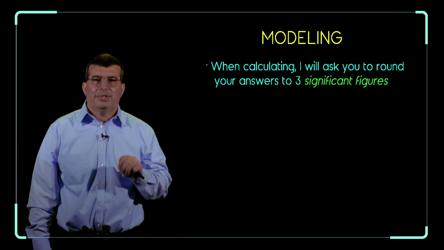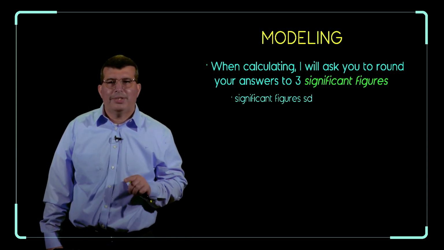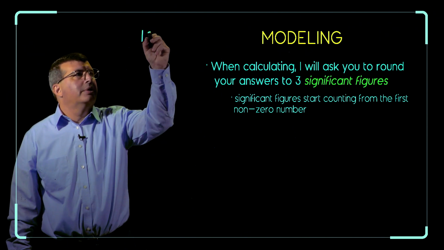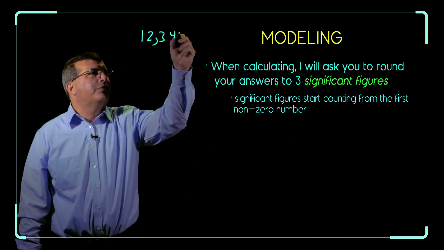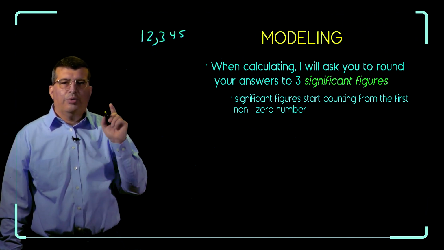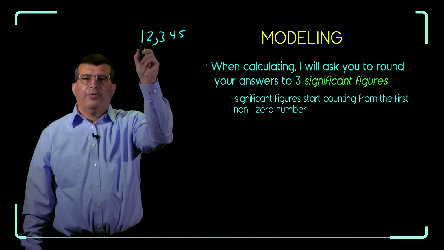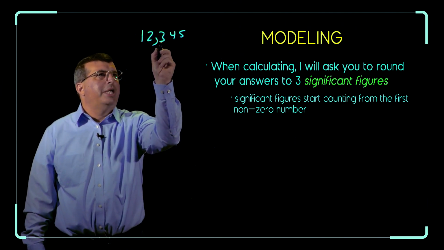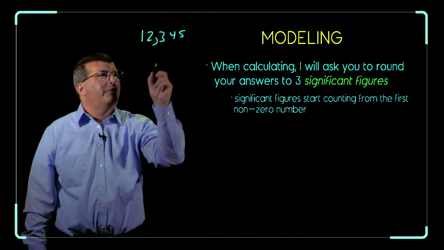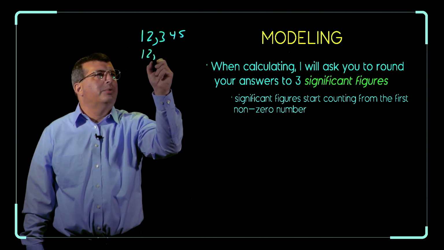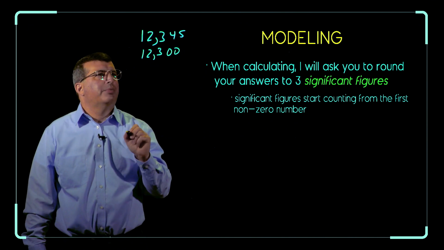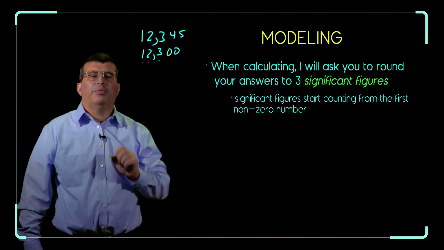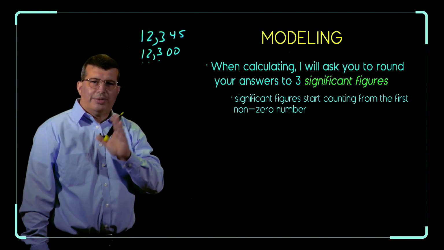What are significant figures? Significant figures start counting from the first non-zero number. So if, for example, we have the number 12,345, and I want to round that off to 3 significant figures, well, 1 is my first non-zero, so the 1, the 2, and the 3 are the numbers I'm going to keep, and I'm going to round off everything else. Since this is a 4, we're going to round down. So I'm going to have 1, 2, 3, and I'm going to round the rest off to 0. Okay, so 1, 2, and 3 are my 3 significant figures. These zeros are not significant. So when I say 3 significant figures, that's what I'm talking about.